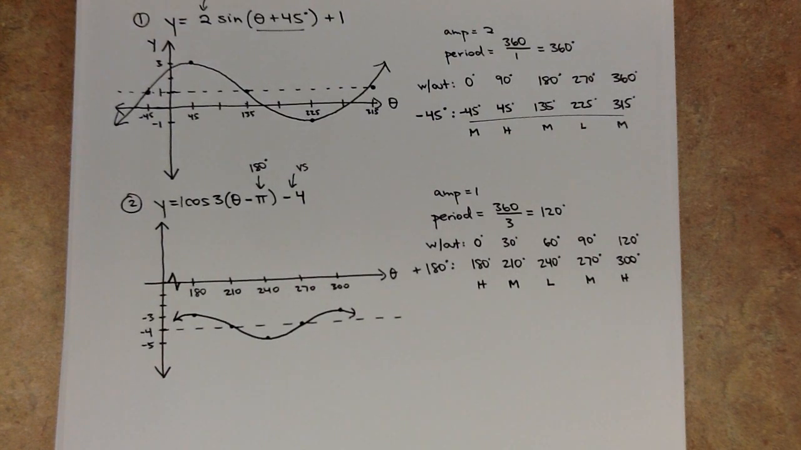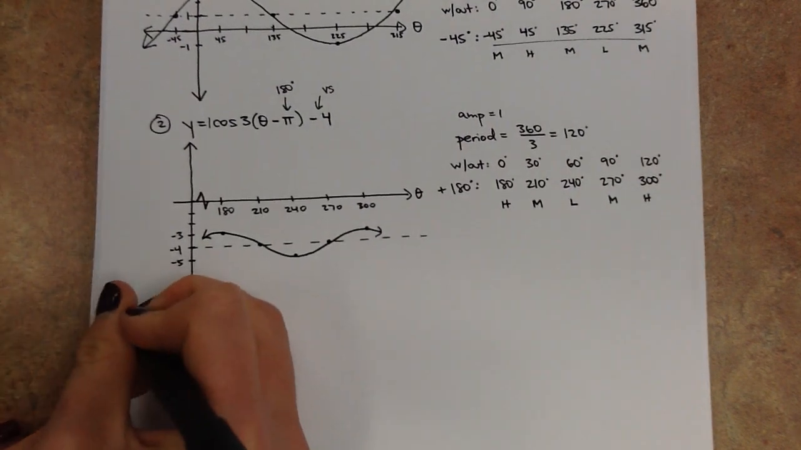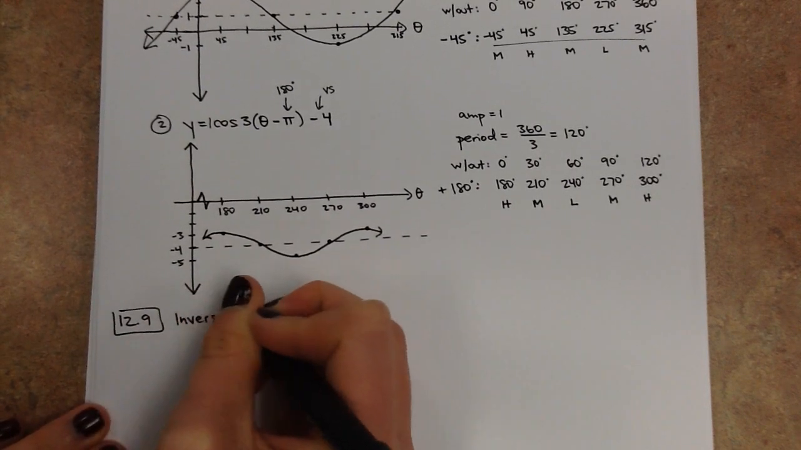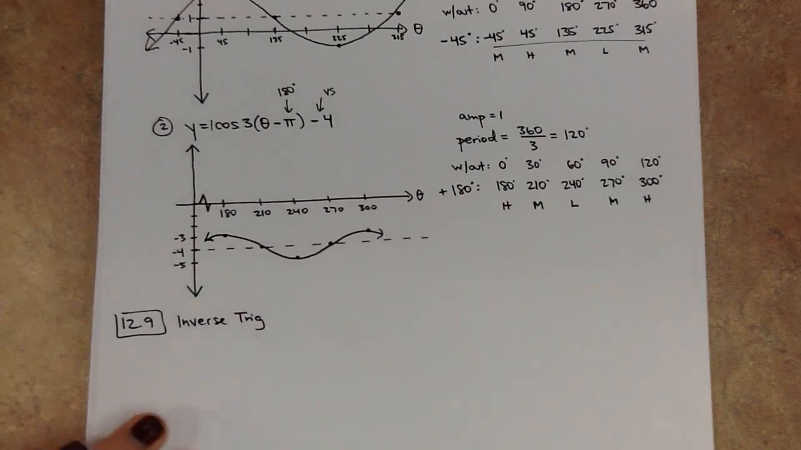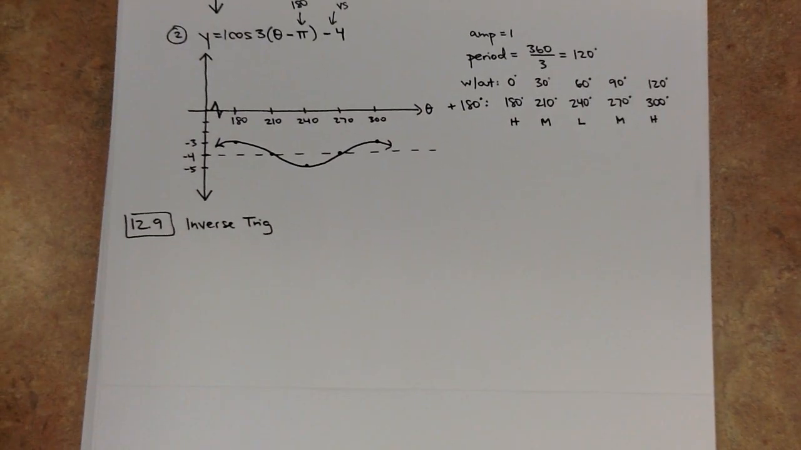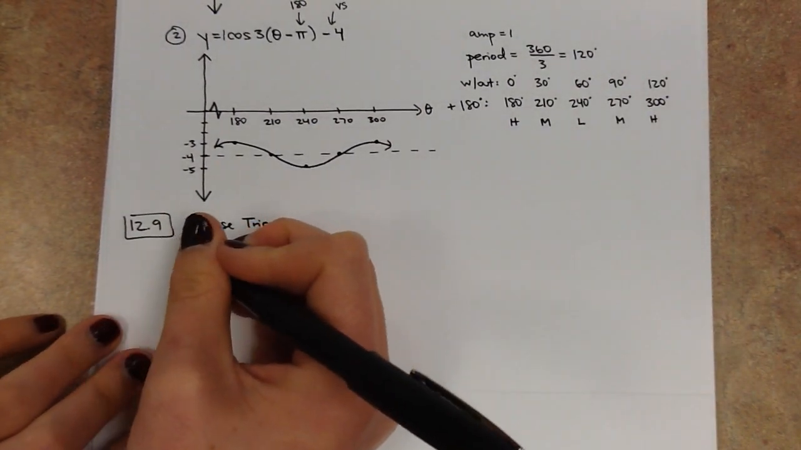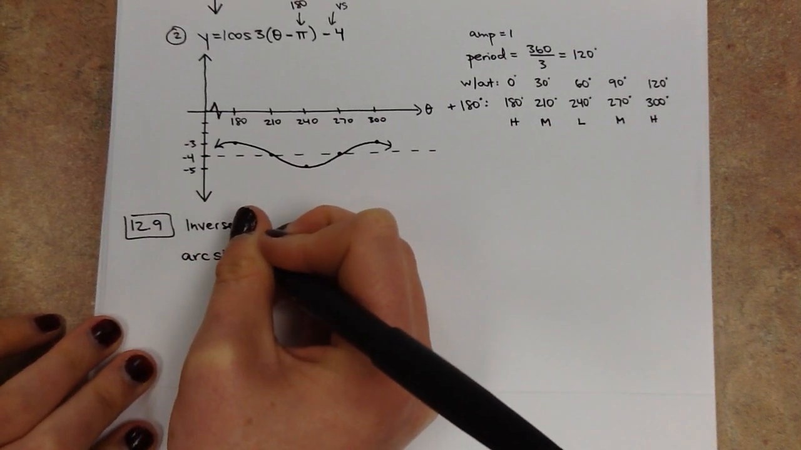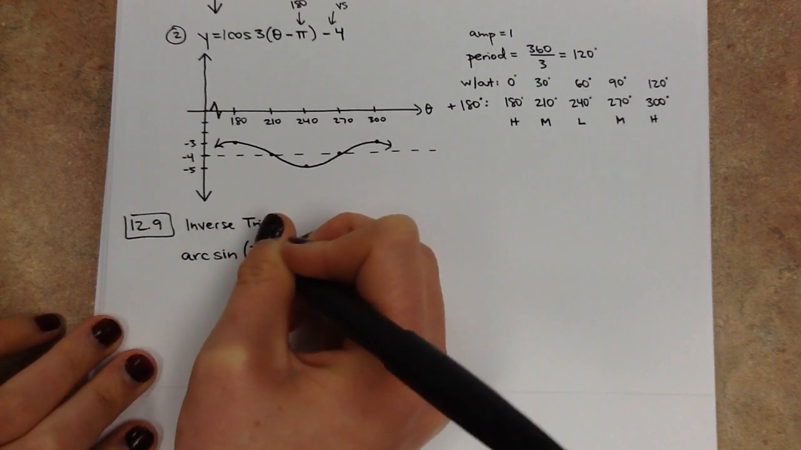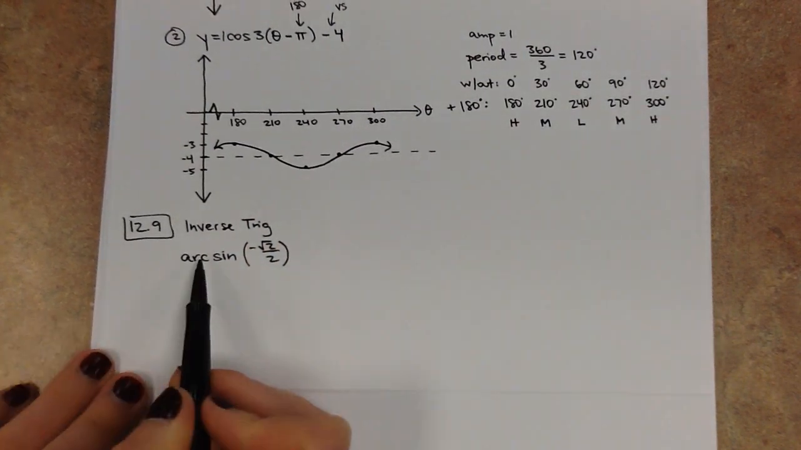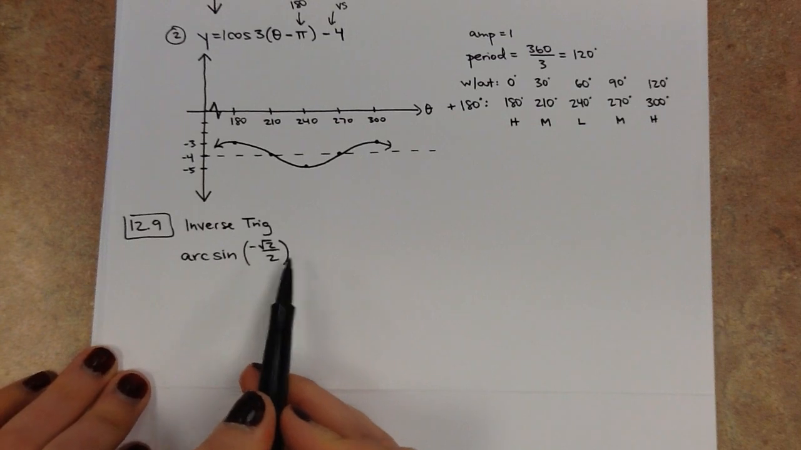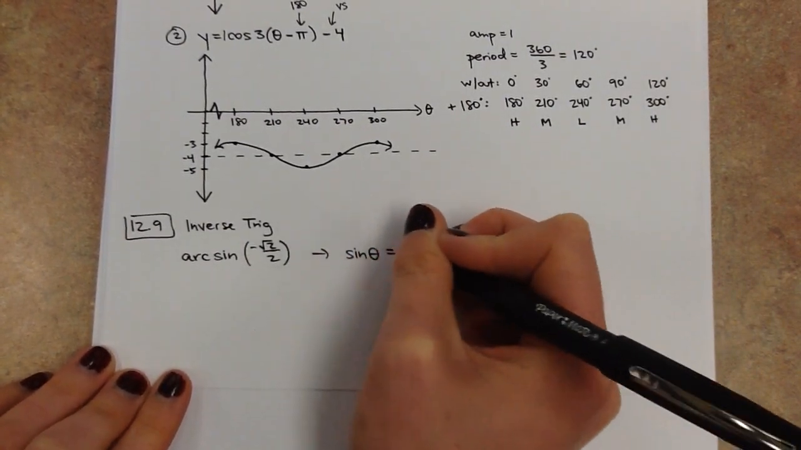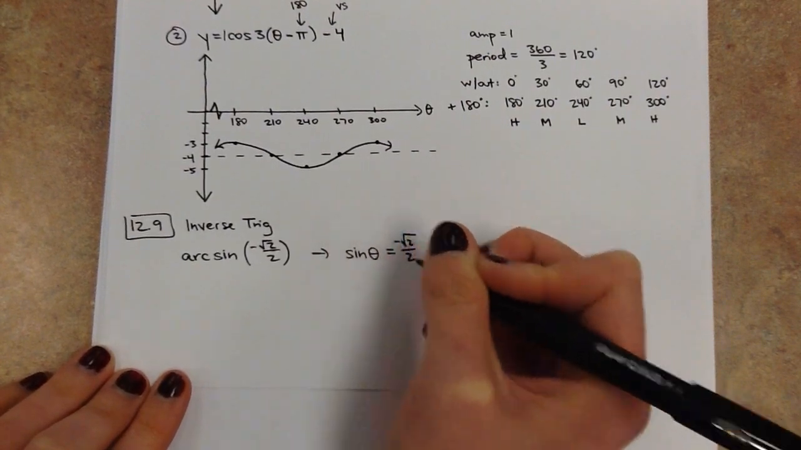Okay, last thing that we did in this chapter was 12.9. And 12.9 was the inverse trig stuff. So a lot of this is going to be done off the unit circle. So say we had like the arc sine of -√2/2. Okay, so this is saying we're looking for an angle whose sine is -√2/2. So it becomes something like this. Looking for an angle whose sine is -√2/2.